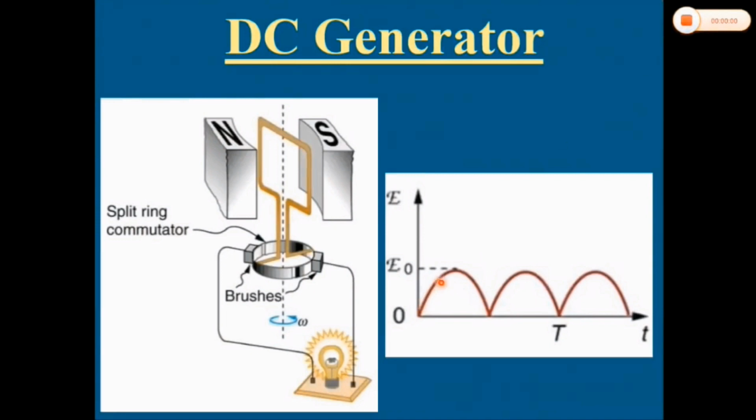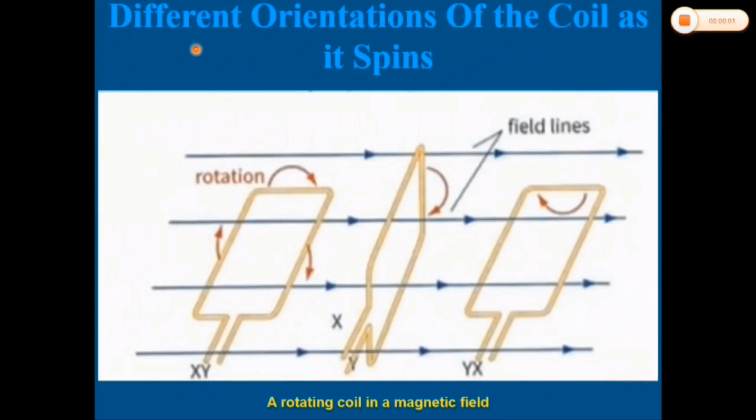And this is the DC output from a DC generator. These are split rings. This is the split ring commutator. These are brushes. This is the angular frequency, and this is the load. Now see the different orientations of the coil during one complete rotation.